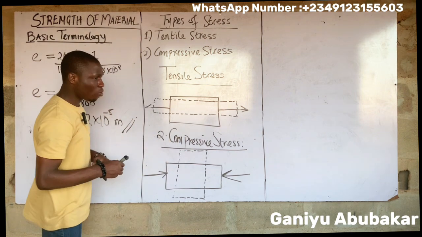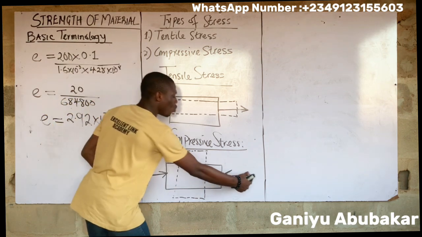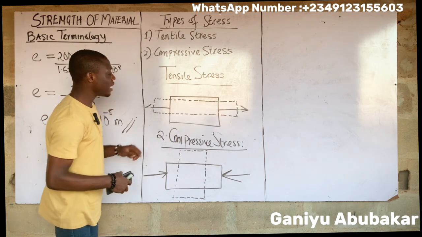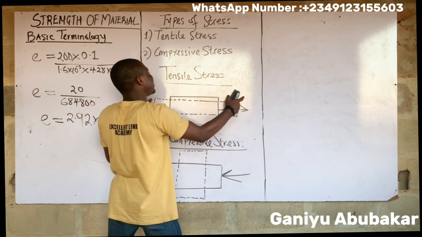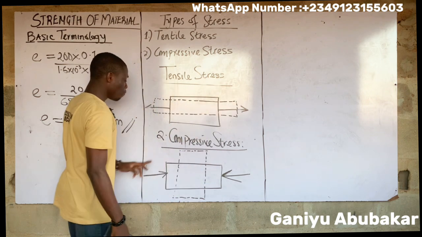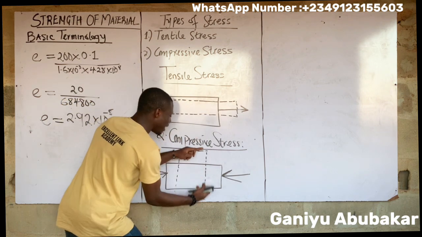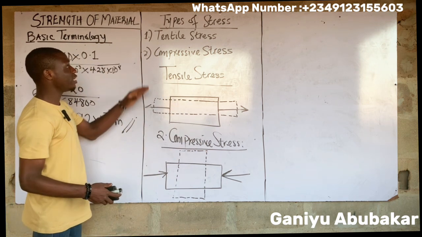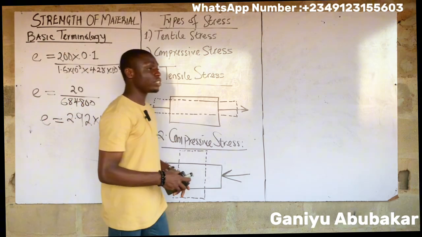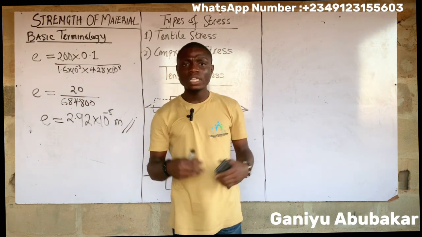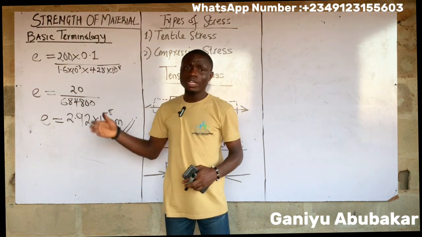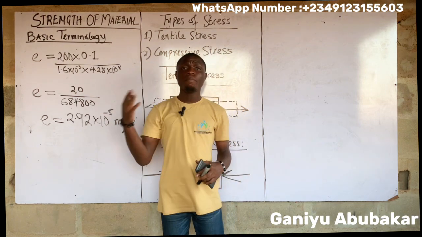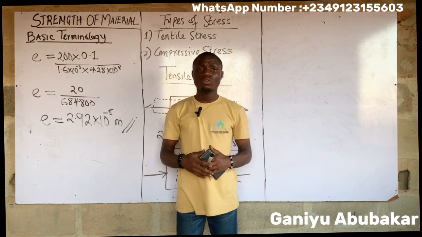So for compressive, the arrows are going inward. For tensile, outward. Number two, for tensile, the length increases while the height becomes shorter. For compressive, the length decreases while the height becomes higher. That becomes the concept to note under these two types of stress: compressive and tensile stress. Next class, we'll look at some problems under this. Then we'll proceed to the study of shear force, bending, and what have you. All right, see you in the next class.